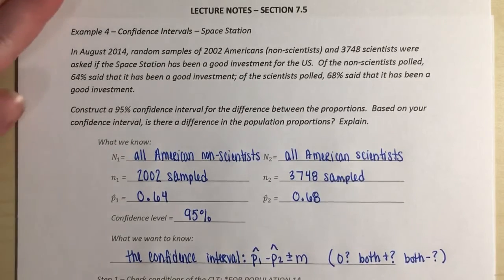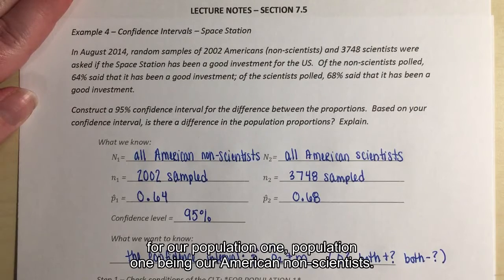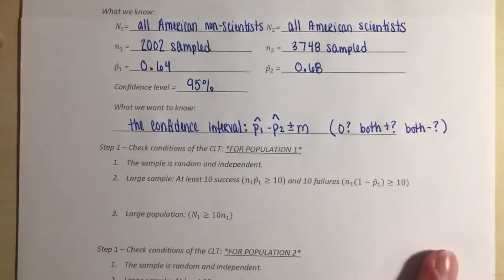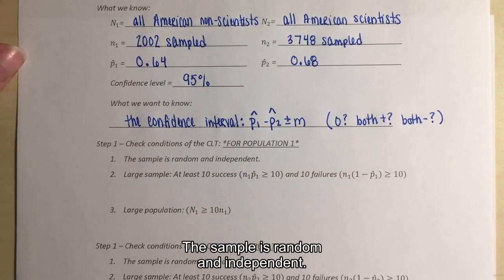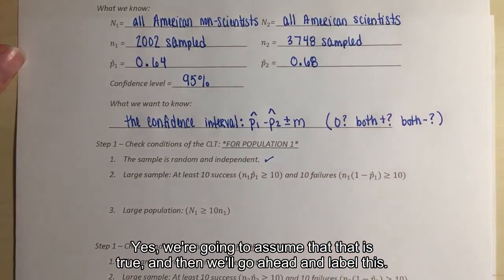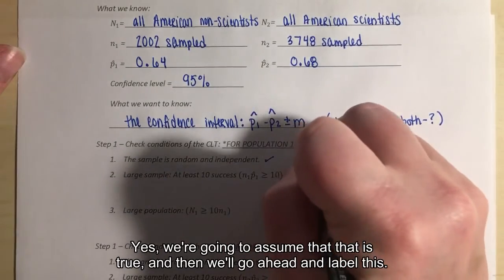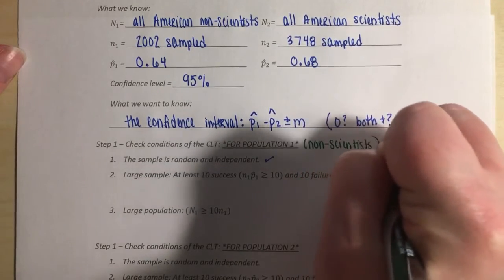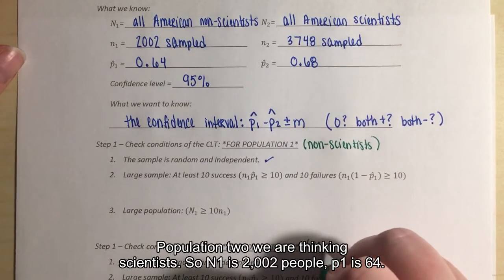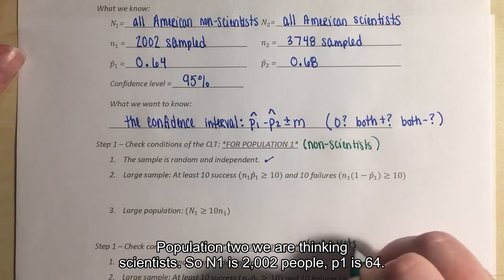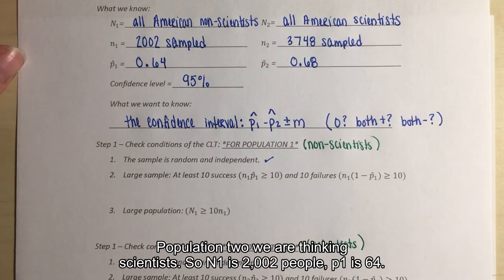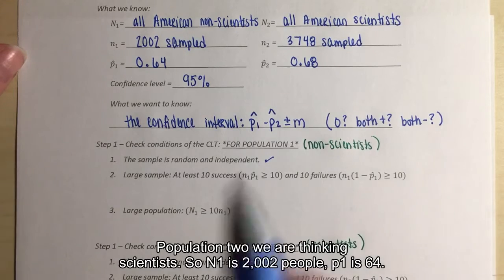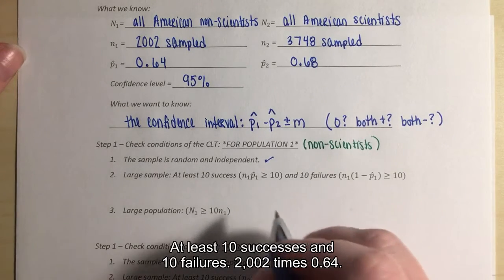All right, so first we're going to check our conditions for our population 1 being our American non-scientists. Okay. So the sample is random and independent. Yes, we're going to assume that that is true. Right, and then we'll go ahead and label this. This one we're thinking non-scientists. Population 2, we are thinking scientists. Right, so n1 is 2,002 people. p1 is 0.64. So at least 10 successes and 10 failures.